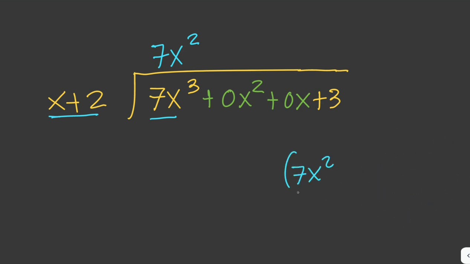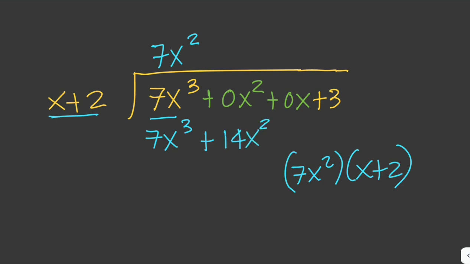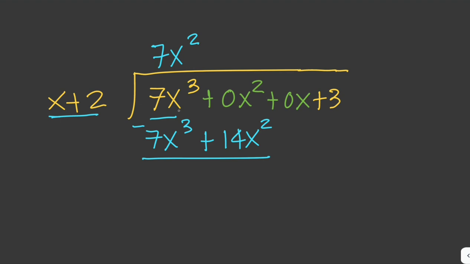So 7x squared times x plus 2. That would be 7x cubed, then plus 7 times 2 is 14x squared. And then we subtract. 7x cubed minus 7x cubed is 0, and then 0 minus 14x squared is negative 14x squared. And then we bring down 0x, right?